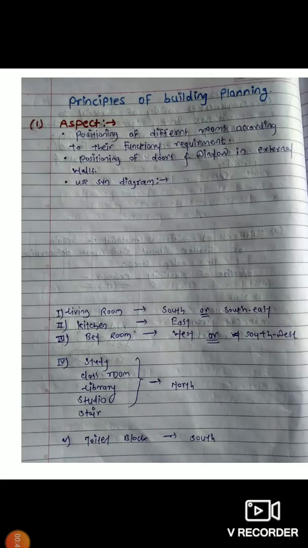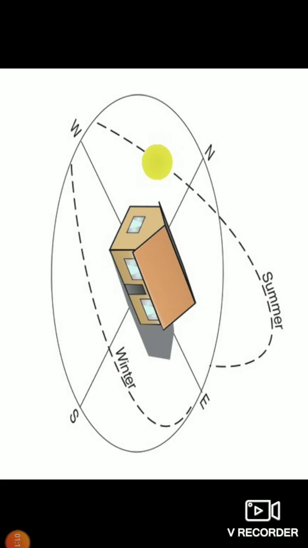First is the aspect. Aspect is nothing but the positioning of the different rooms in the house according to their functional requirement. It also involves the positions of the doors and windows in the external walls of the building to enjoy the natural gifts like sunshine and breeze to their full extent. Aspect fully depends on the sun diagram. As this image shows, a sample of the sun diagram.